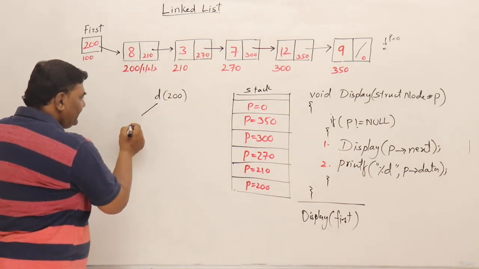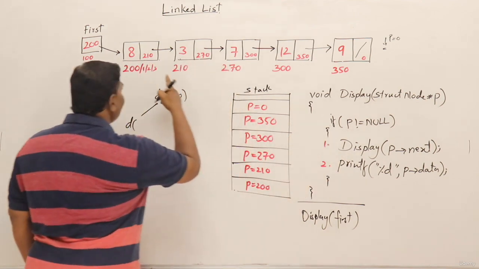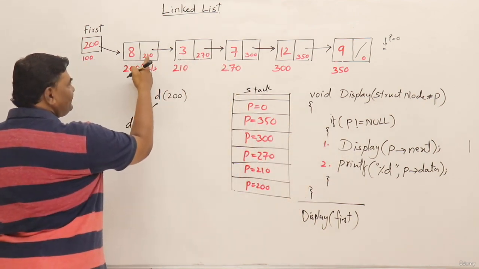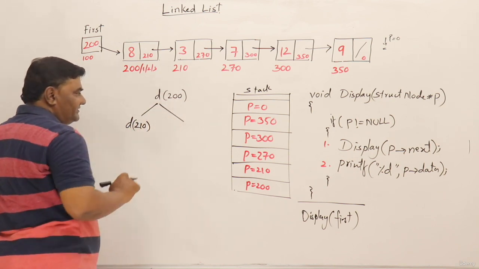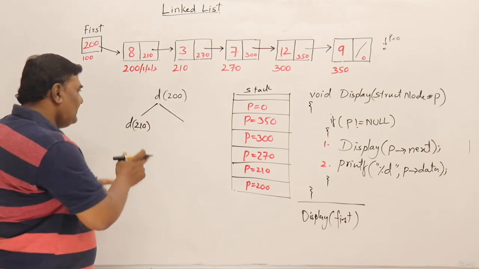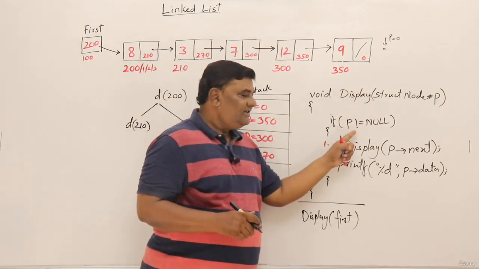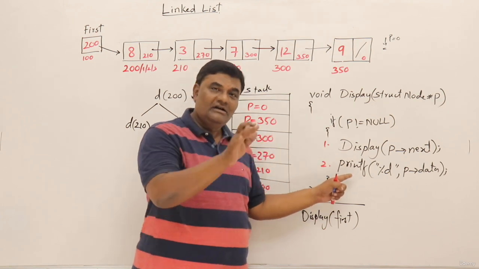So first it will make a new call upon next node. P is next. So what is the next node? 210. See, it will take the address from this node only. So 210. And what about printing afterwards? So first let us finish this. Again a fresh call. P assigned 210. So P is 210. P is not null. Yes. Call again for the next node and printing afterwards.